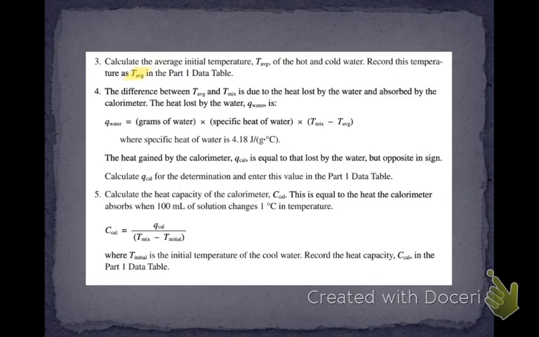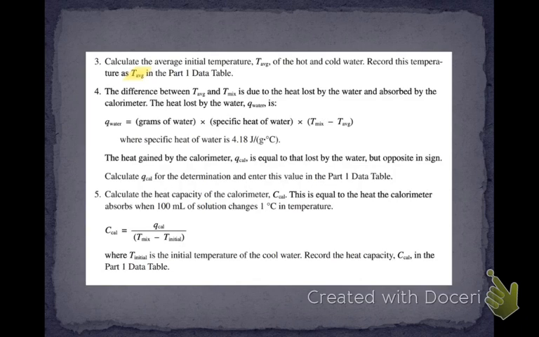So let's take a look at number 4. This is something slightly different than what we've looked at before because it has to do with the heat absorbed by the calorimeter. In number 4, it's asking you to determine the heat lost by the water, or Q water. And the difference between the T average and the temperature of the mixture is due to the heat lost by the water and absorbed by the calorimeter. So we are going to calculate the Q of the water.